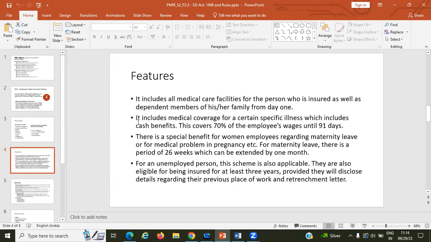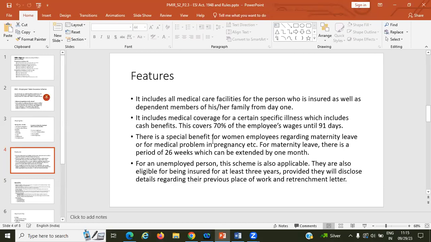So this is another feature. It has some rules. How long an employee is working, only then can you get the benefits. And what is the percentage? This act has all the rules. And what diseases are covered? It has a list of all the illnesses, and it will give cash benefits.